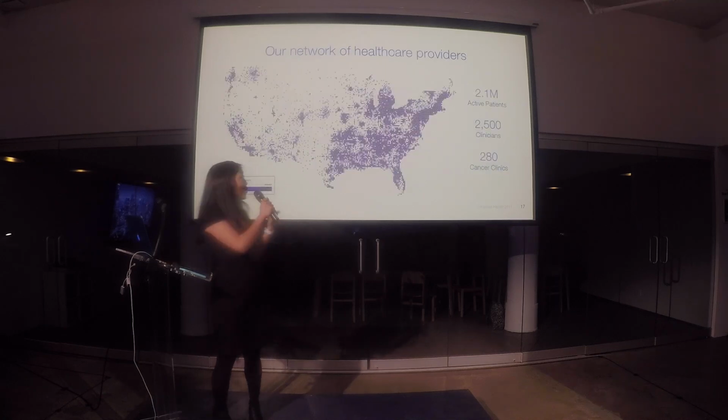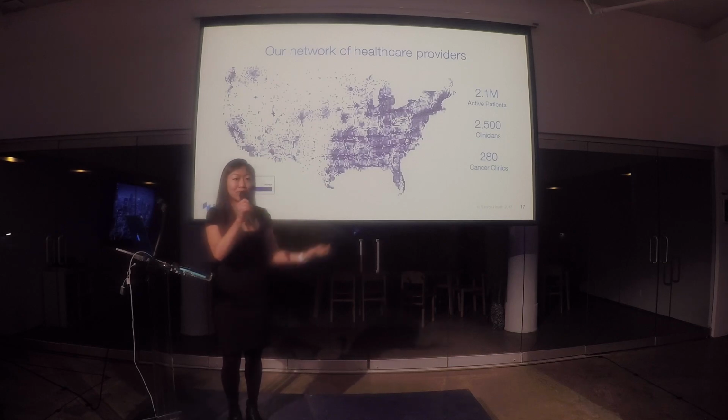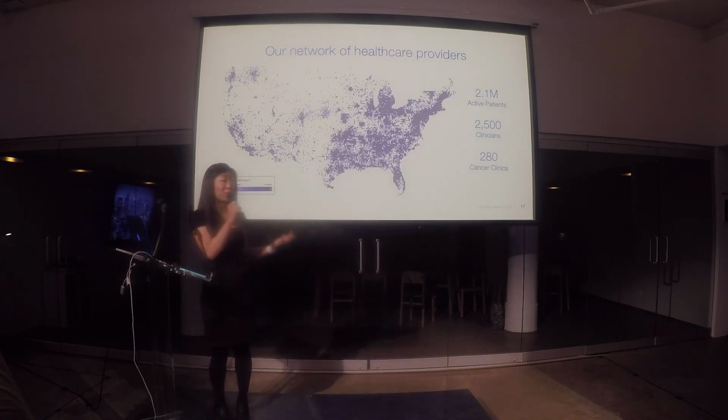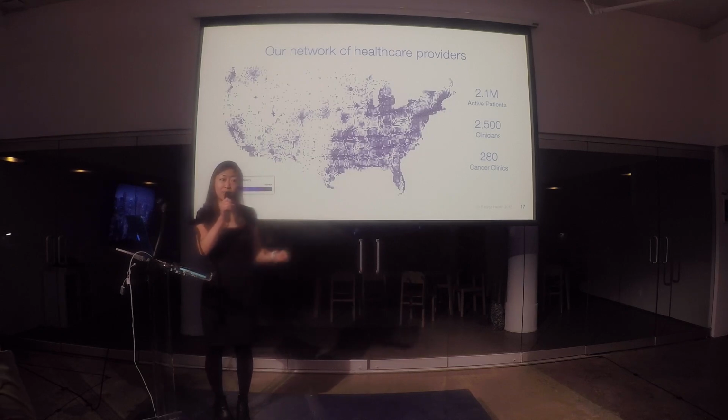So to briefly describe how we've actually done this, the first thing we had to do is go out and build that source of real-world data. The first step we took was building a pipeline of that real-world data, and we did exactly that. We found this broad patient population across the US to learn from, and we have a network of about 2.1 million active cancer patients in the US, seen by 2,500 different clinicians across 280 cancer clinics. This is much broader than the patient population you'd ever see in a clinical trial.